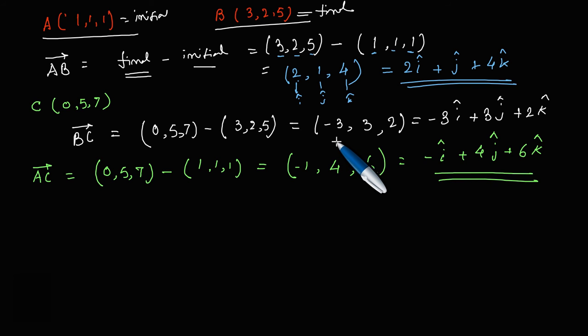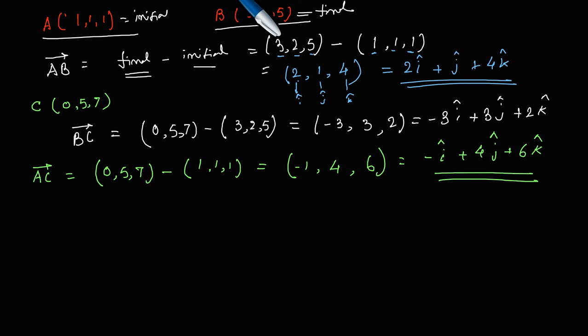Good. So if in your exam some points are given, then you can find any vector using only the coordinate points. You don't have to write it down in ijk form always. You can write it like this. This is also a notation of a vector using coordinates.